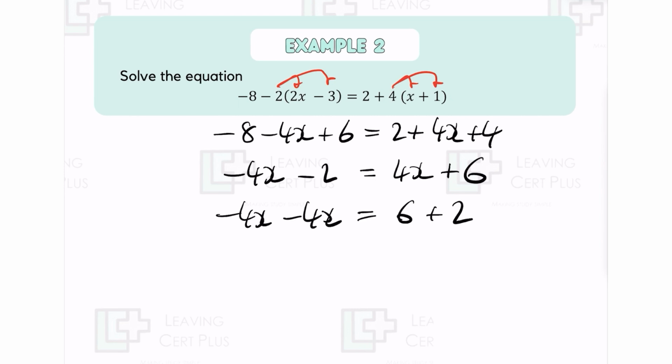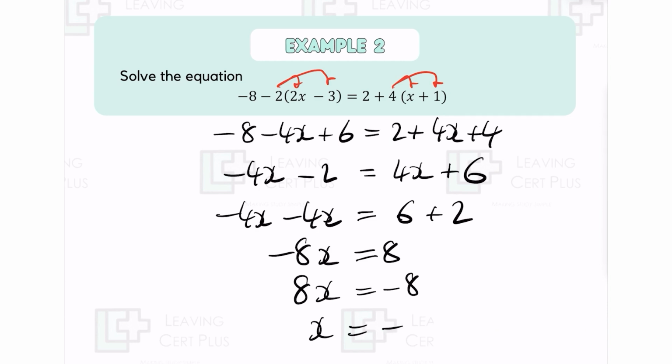This will leave me with minus 4x on the left, and on the right then it'll be 6 plus my 2. I get minus 8x equals 8, and I have this habit of always having the x side be positive, so I would multiply both sides by minus 1, which is essentially just flipping the signs. And that leaves me with a slightly easier calculation. Divide both sides by 8, and we get minus 1 as our solution.